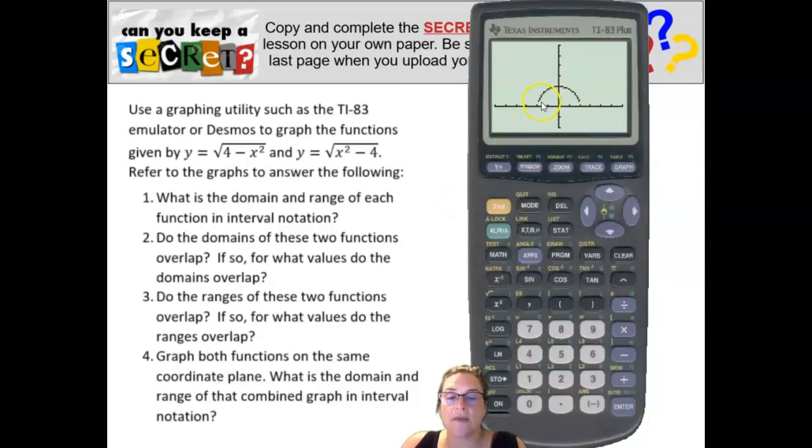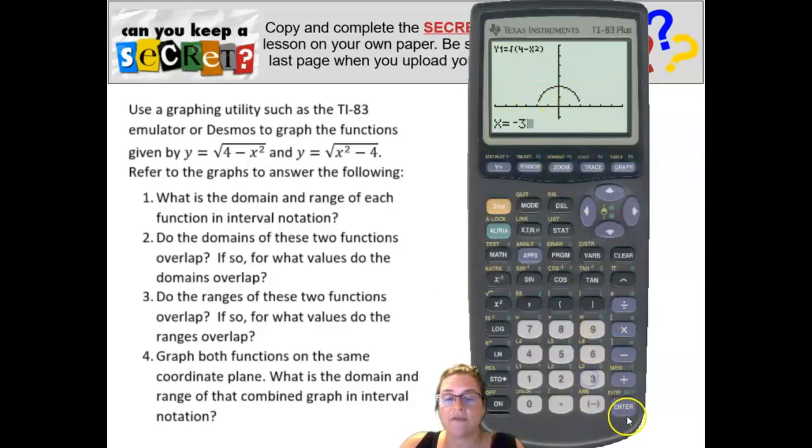Now if you look closely, it looks like it's not quite connected here, and that is an issue with the pixels. To double check where those endpoints are located, I can press trace and then type in any x I want and see if a y that goes with it appears. If I put in, for example, -2 for my x, I get y equals 0. So that point -2, 0 is on this graph.